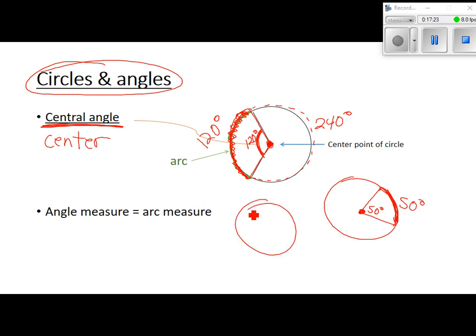If we have this angle, and we know that this arc is 80 degrees, then this angle has to be 80 degrees. That's if its vertex is at the center. So if the vertex of the angle, the point where the two sides come together, is at the center, then the arc and the angle are the same.